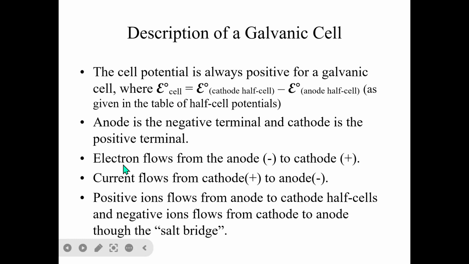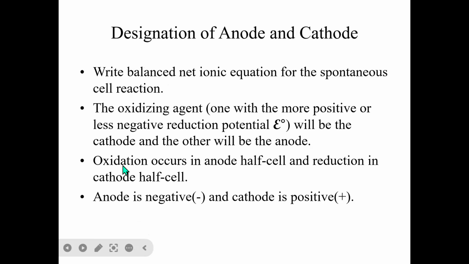And then we have electron flow. Electrons flow from the anode to the cathode. So in a galvanic cell, anode is negative and cathode is positive. And of course, there is a current flow, but the current flows from cathode to anode. So we have positive ions that flow from anode to cathode half cell and the negative ions that flow from cathode to the anode through a salt bridge.